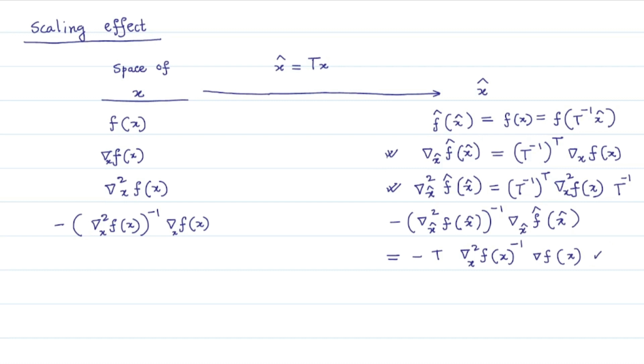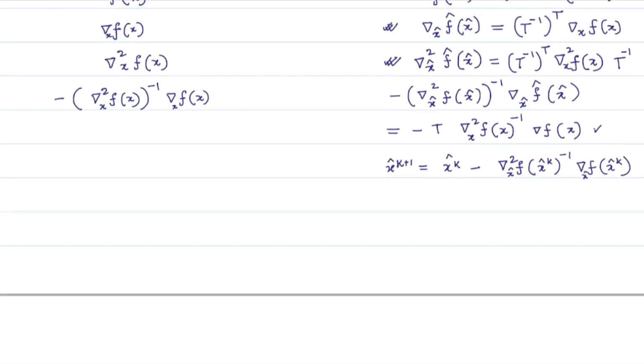This expression can be found just by plugging in this expression and this expression over this Newton direction. Now we go for computing xk plus 1 hat in the x hat space, that is given by xk hat minus the Newton direction at xk hat in the x hat space, which in turn, by plugging in this expression, is equal to xk hat minus t times the Hessian inverse at the point xk times the gradient at xk with respect to x.